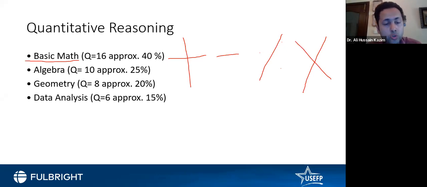As for data analysis, though it only says 6 questions, and geometry only says it has 8 questions, geometry and data analysis are easier to cover because not only is their weightage less, but the content is also less. So if you have less time, let's say you have the GRE exam in the coming month, you need to do the geometry and data analysis first. But you can't hide from basic math. You need to have good basic math.